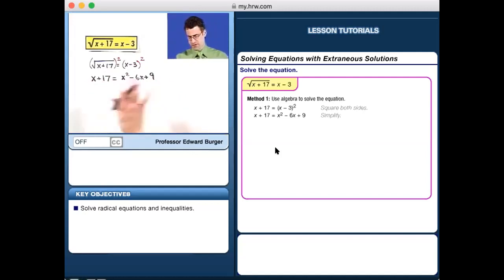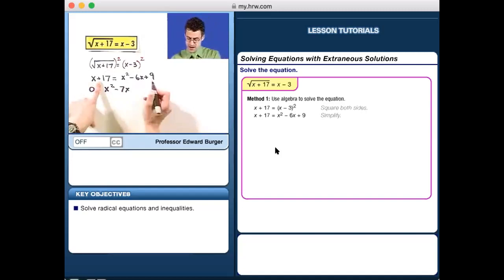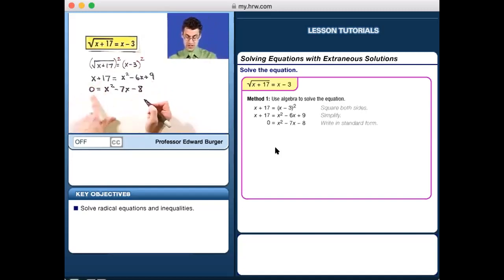Let's bring everything over to the right-hand side, just for fun. So I've got 0. I'm going to subtract x from both sides and then subtract 17 from both sides. So I'll see 0 equals, I got the x squared. If I subtract an x from both sides, I'm going to see -6x minus another x. That's going to be minus 7x. Subtract 17 from both sides. So I have 9 minus 17, which is -8. And that all equals 0.